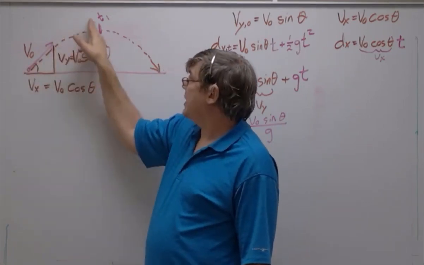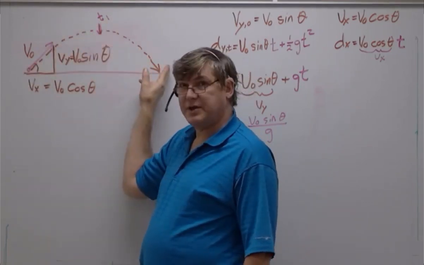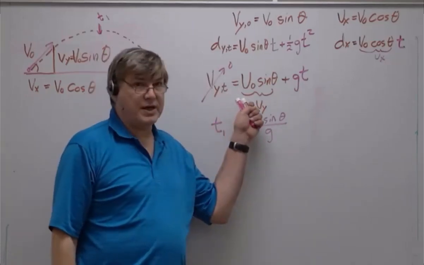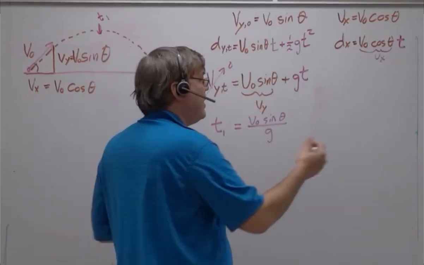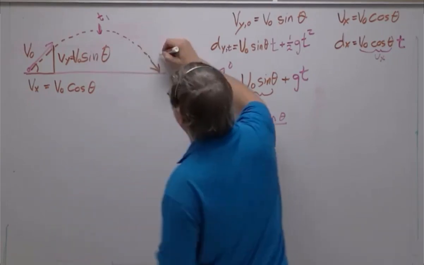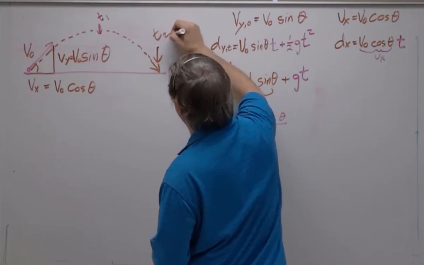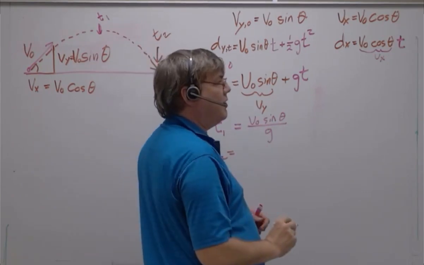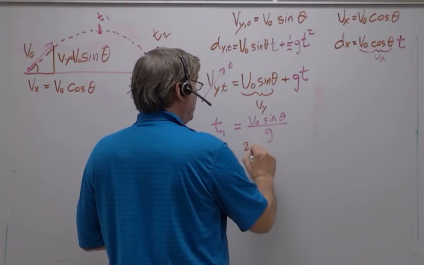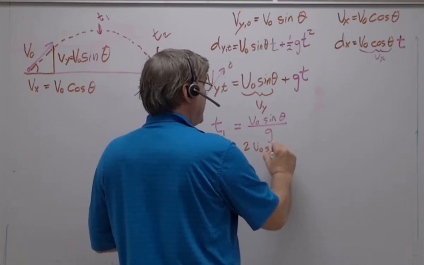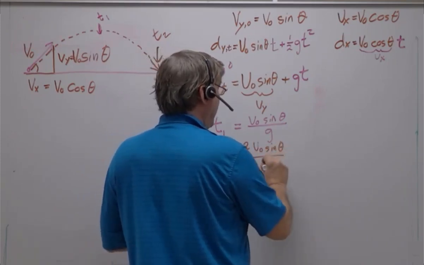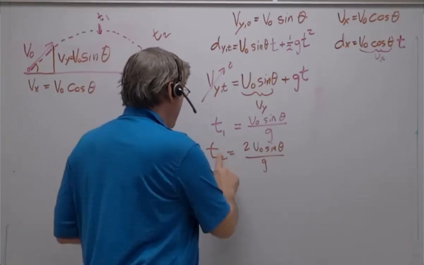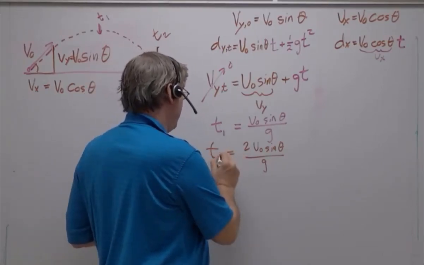So it goes up, that takes half the time, and then it comes down, that's the other half of the time. Well, I solved for time already at the top of the arc because that's where the vertical velocity is equal to 0. So the total time, which I'll call T2, is just going to be double this value. So it's going to be 2 times V naught times the sine of the angle divided by G. So now I know how long it's going to be in the air.